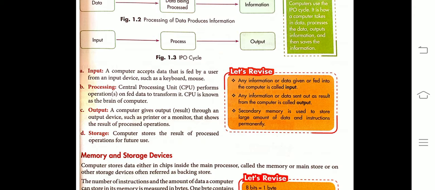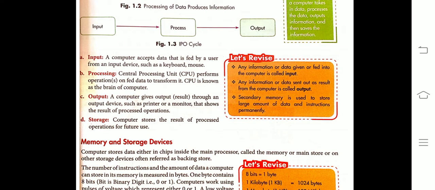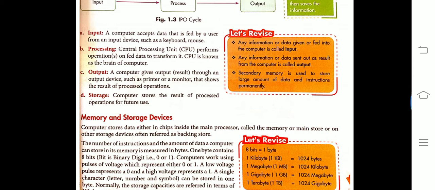Input: a computer accepts data that is fed by the user from an input device such as keyboard, mouse. Processing means the central processing unit performs operations on fed data to transform it. CPU is known as the brain of the computer. Output: a computer gives output through an output device such as printer or monitor that shows the result of the processed operation. Storage: computer stores the result of processed operation for future use.